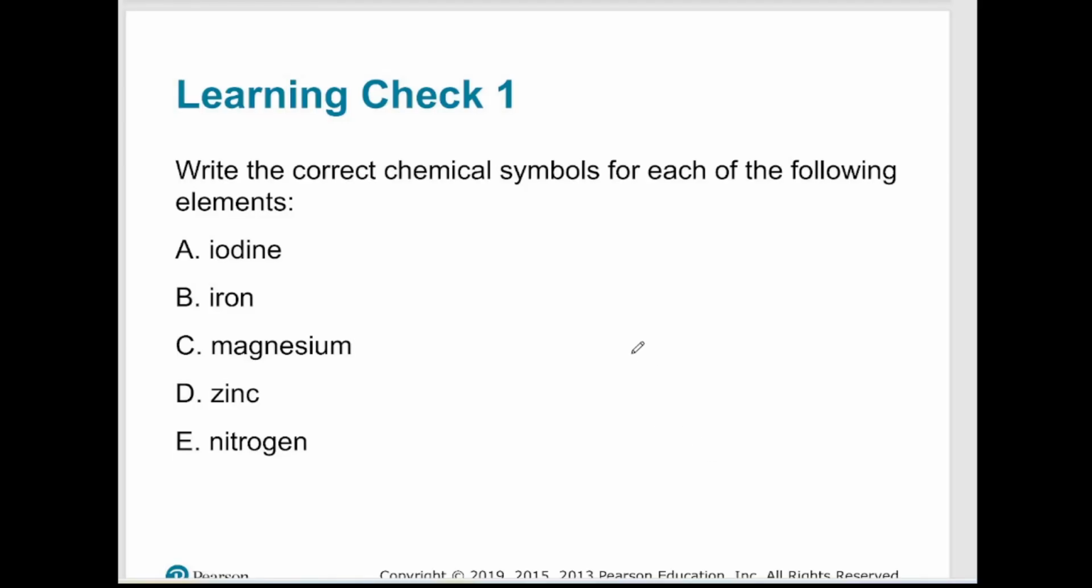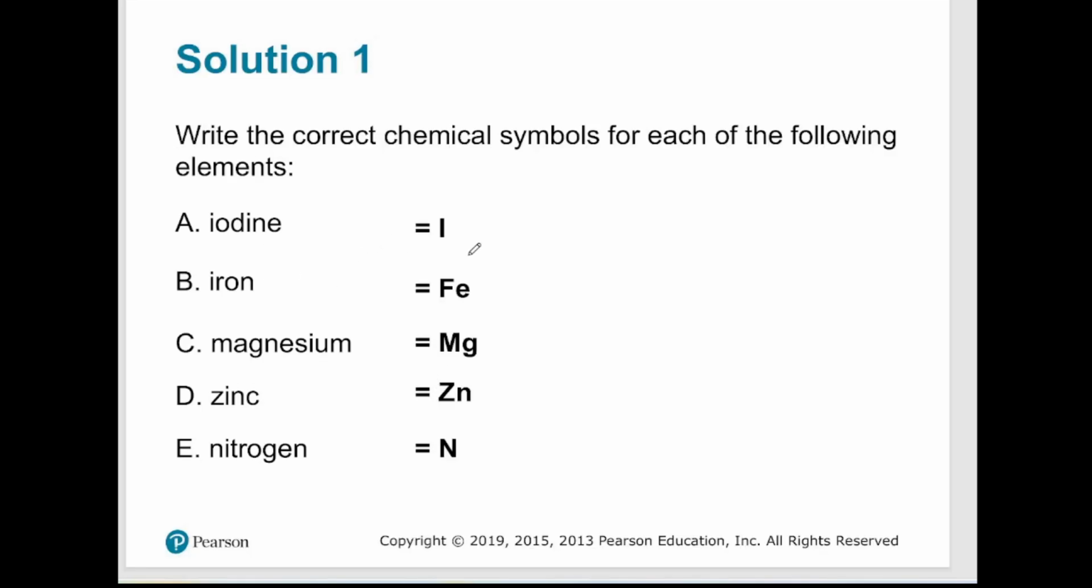Let's see if we can write the correct chemical symbols for some elements: iodine, iron, magnesium, zinc, and nitrogen. If you forget, you can always reference your periodic table. Iodine is I, iron is Fe, magnesium is Mg, zinc is Zn, and nitrogen is N.